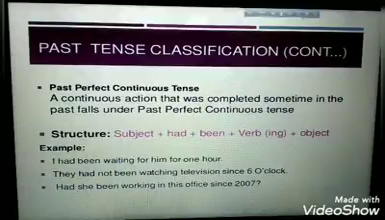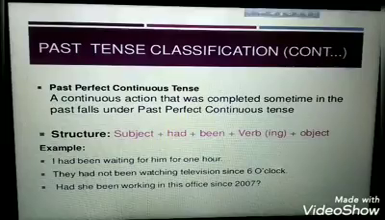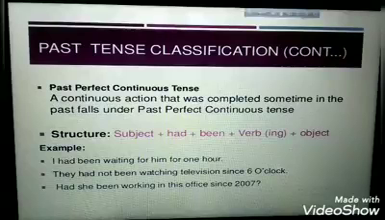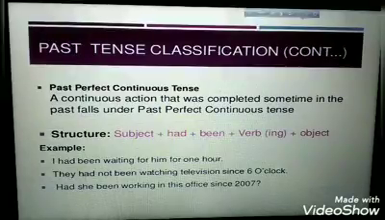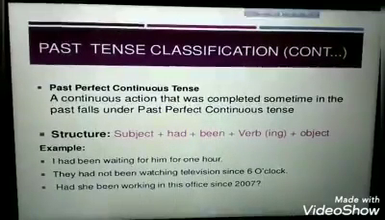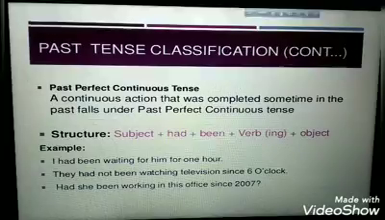So, I had been waiting for him for 1 hour, okay. They had not been watching television since 6 o'clock. Had she been working in this office since 2007? So just try to remember the structure of the rules and just try to understand the examples, in which situation you have to use the rules, okay.